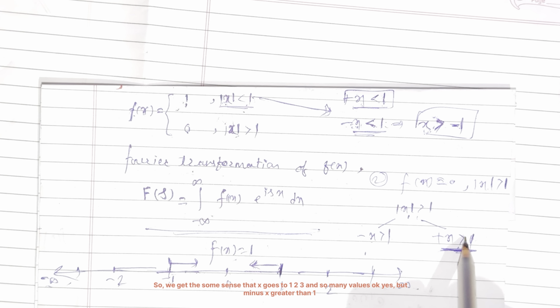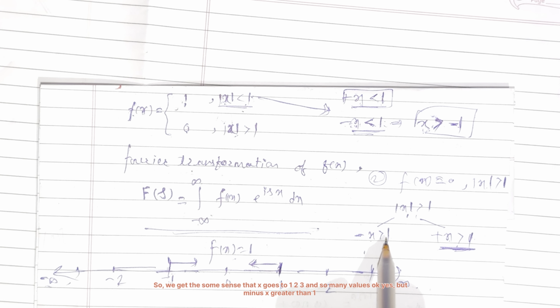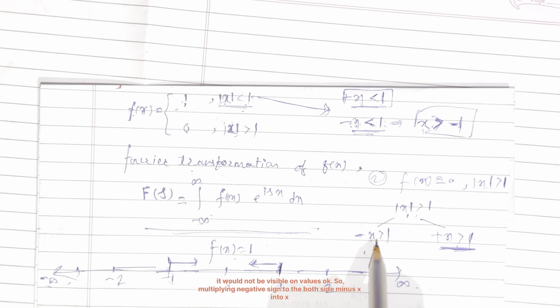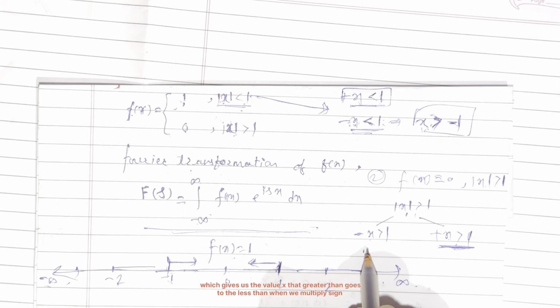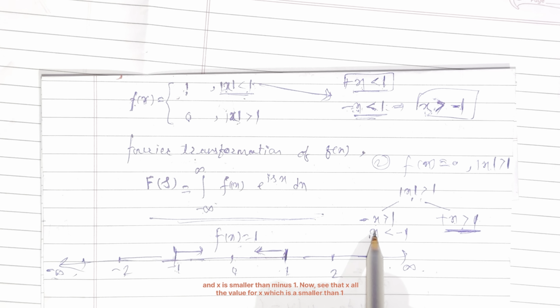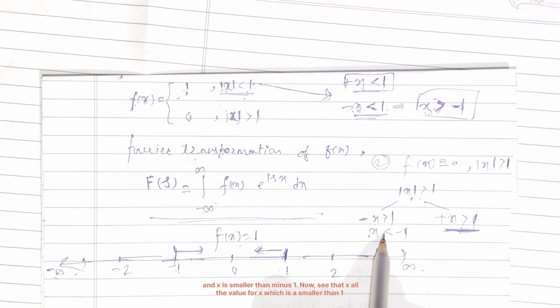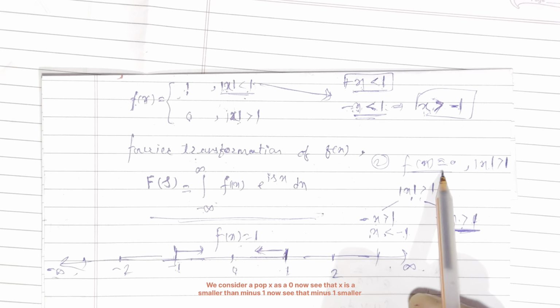So we get some sense that x goes to 1, 2, 3 and so many values. But for -x greater than 1, it won't be visible in all values. So multiply the negative sign to both sides: -x times -1 gives us the value x, and the greater than goes to less than when we multiply by a negative sign, so x is smaller than -1. Now all the values of x which are smaller than -1, and all the values of x which are bigger than 1, we consider f of x as 0.